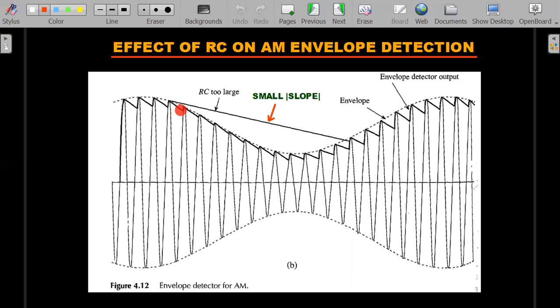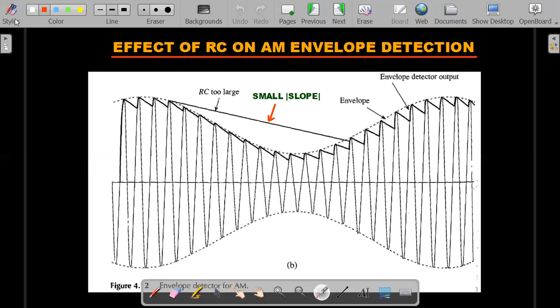Once the decay hits the original signal, then again it will follow the input signal and reach the peak. Again it starts decaying, it hits the next one, and again it follows. As you can see, that is what is going to happen if the RC is not too small.